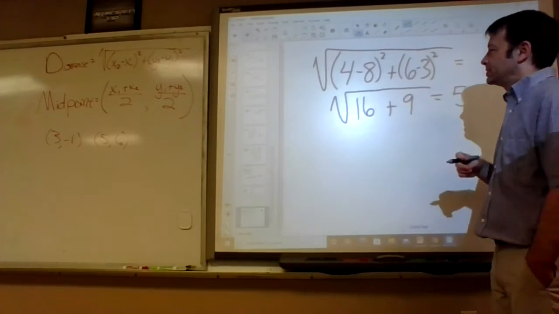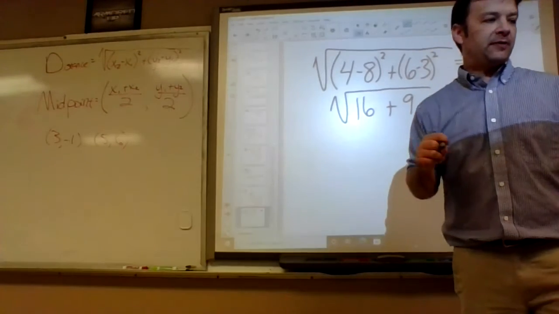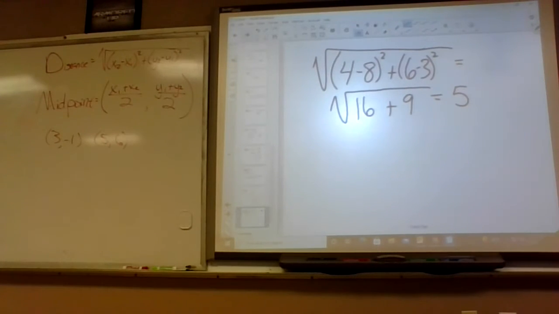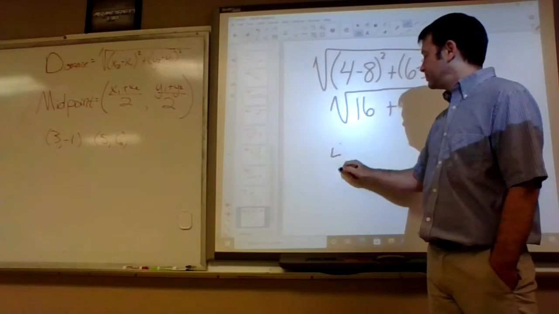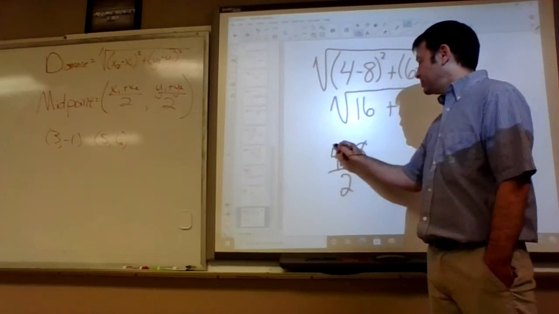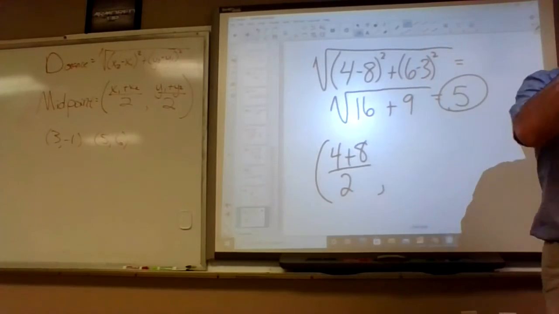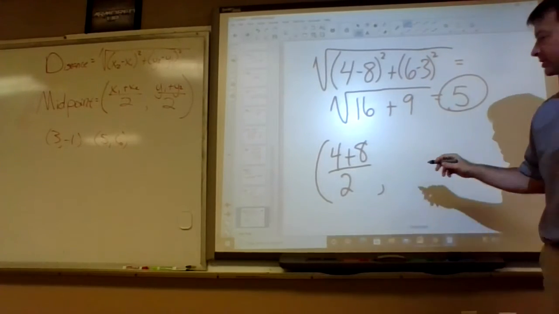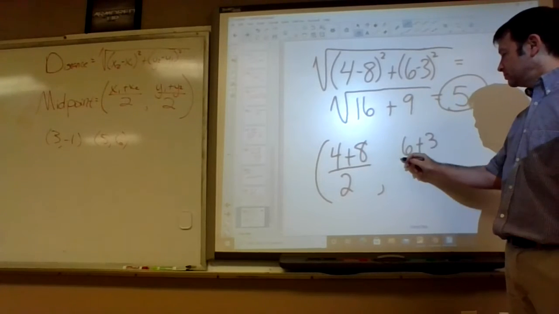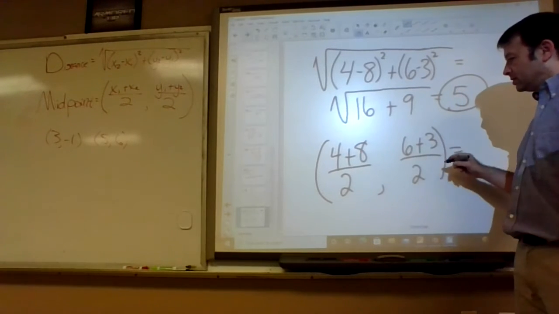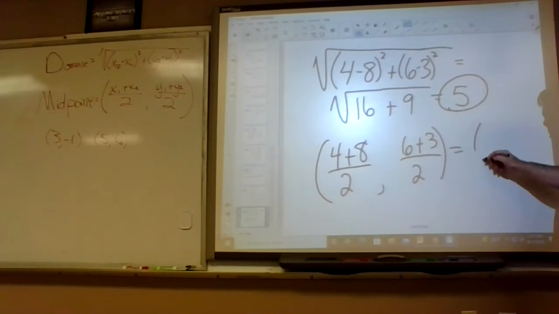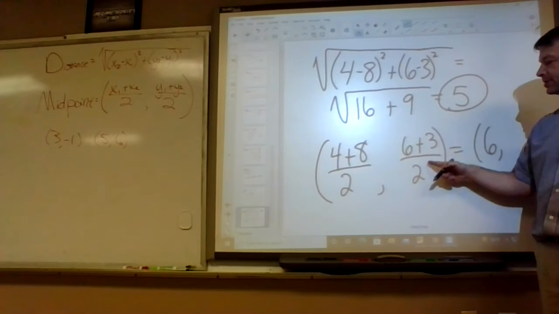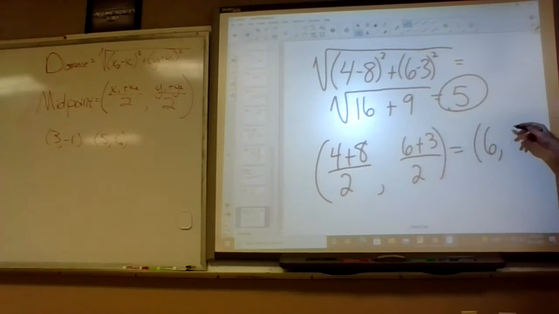The midpoint. So instead of subtracting on this one, we're adding and dividing by 2. So it's 4 plus 8 divided by 2, comma, 6 plus 3 divided by 2. 4 plus 8 is 12, divided by 2 is 6. 6 plus 3 is 9. 9 divided by 2 is 4.5, or you can just leave it as 9 halves.